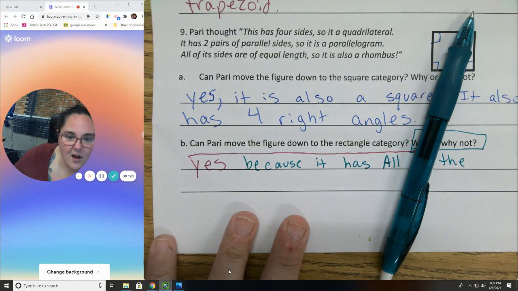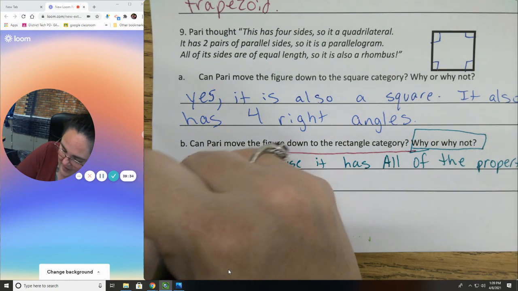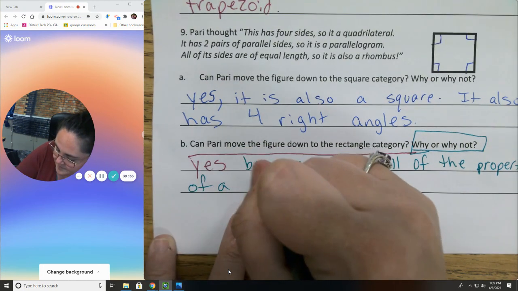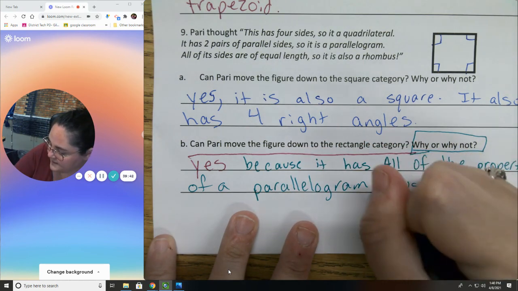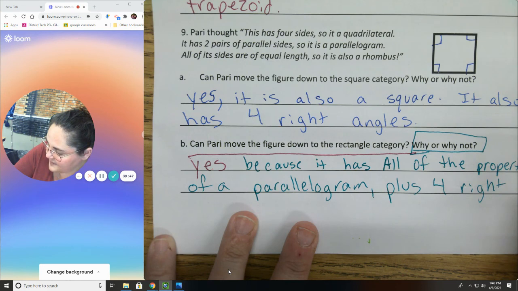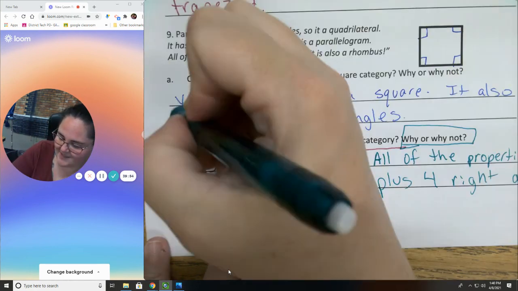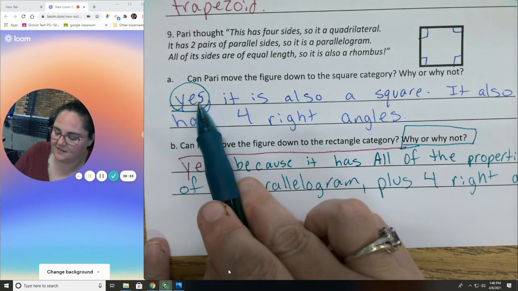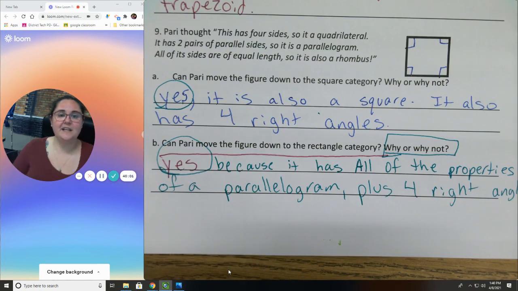Okay. All of the properties of a parallelogram plus 4 right angles. Notice that I got my reasoning right from the paper. Notice that on this one, I gave you 2 parts of the answer as well. I said yes or no, and I said why. When you're taking your test, you need to make sure that you're answering all parts of the question.